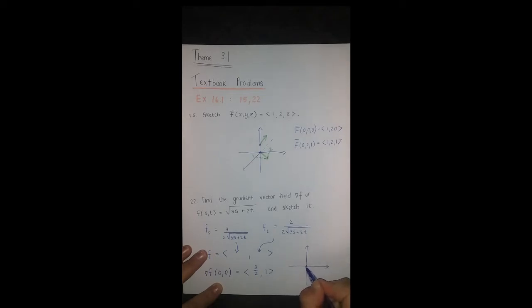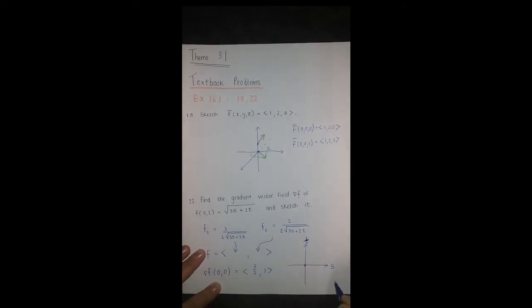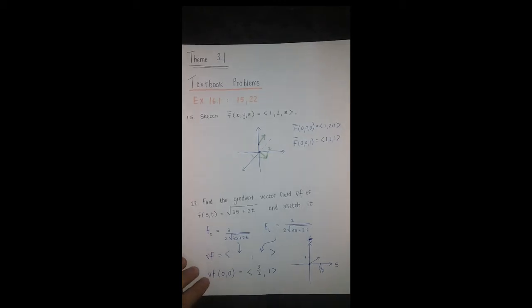So here is your point. Let's say this is your t-axis, and this is your s-axis. At this point, you have a magnitude for your s of 3/2, which is about here, and for your t, you have 1. So then your vector just lies here. Okay, so that you can continue to do with other types of variables for s and t, and then you can just sketch them on the graph.